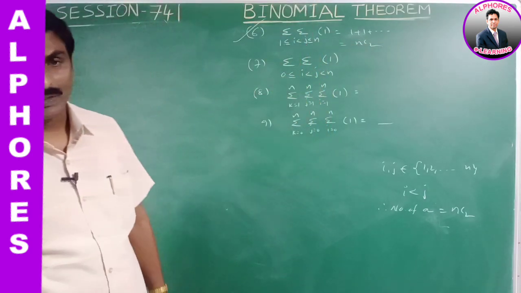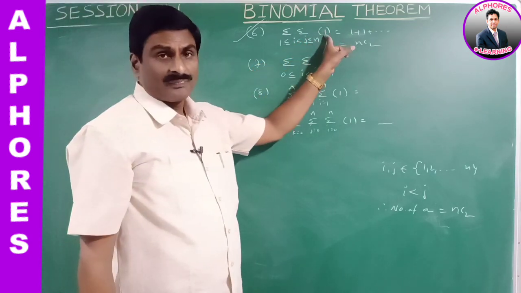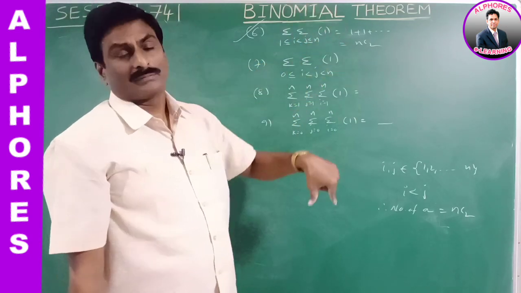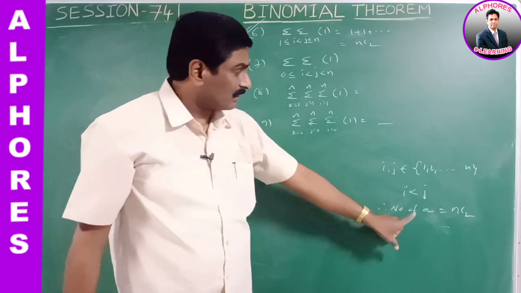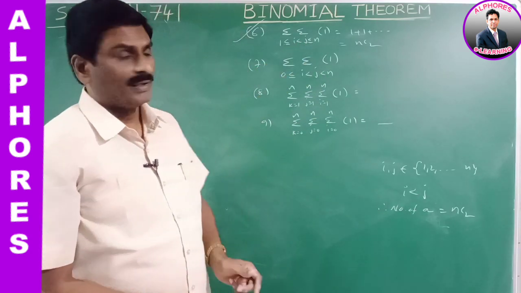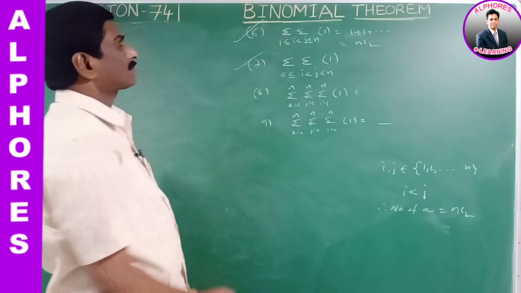Please note that value. It is nothing but number of ordered pairs into 1. How many ordered pairs are available? i less than j. They are in a specified order. So nC2. Okay. Next, seventh one.